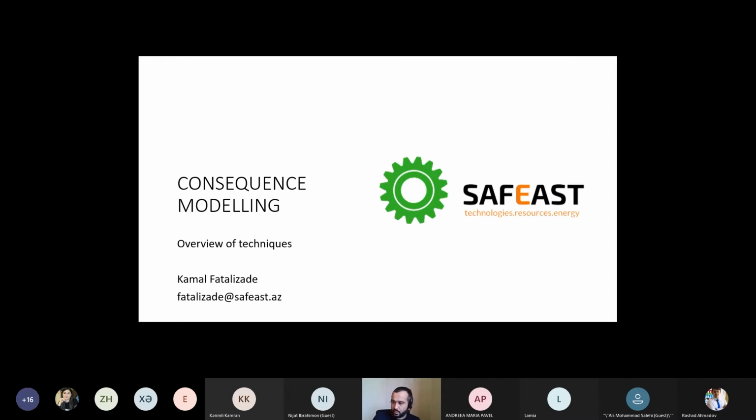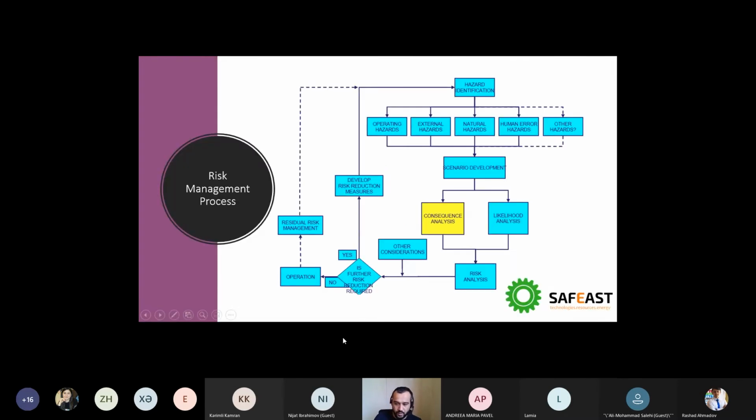If you see the overall risk management process we mentioned last week, we said that everything starts with hazard identification, and we spent some quality time last week talking about hazard identification techniques. And this week we will build on that. Once we have identified all of our hazards, what does it mean in terms of the risk? So today we will just focus on one aspect of the risk, which is consequence modeling.